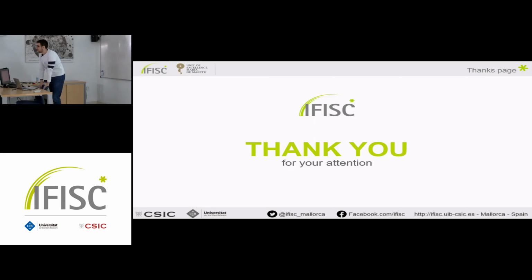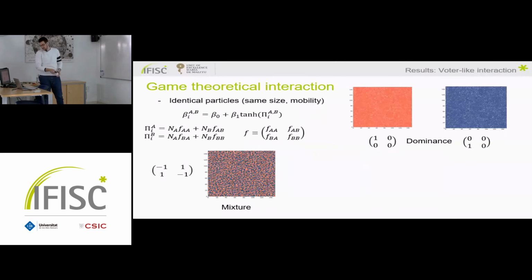So before, when you were talking about the particles with different sizes, you said that when the big particles increase their speed or the diffusion parameter, the dominance changes. But then if you keep doing it, there was another change. Could you put the diagrams up again?